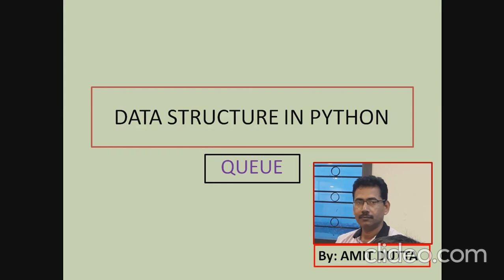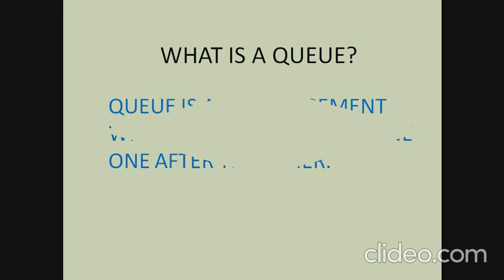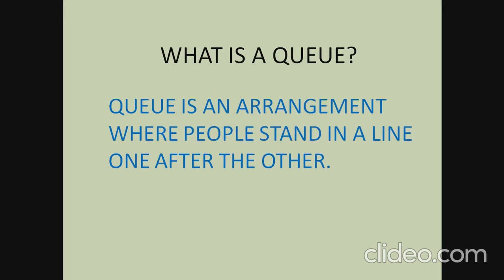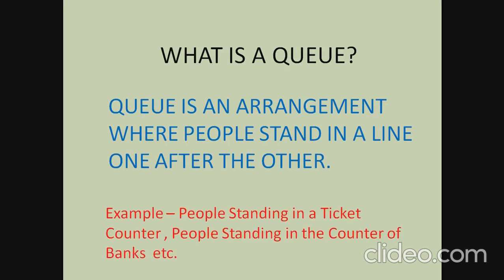So, what is a queue? We can well say that a queue is an arrangement where people stand in a line one after the other. And as I said, you'd have seen multiple examples of it. That is, people standing at a ticket counter or people standing at a counter of a bank. So these are state-of-the-art examples of a queue.